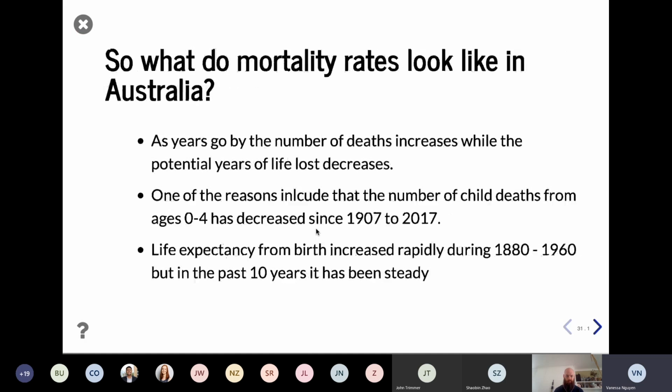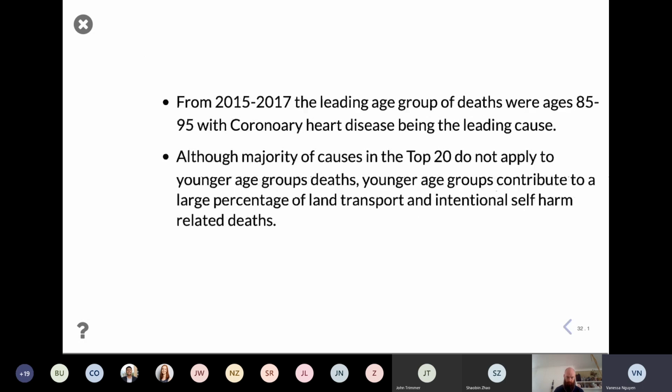So in conclusion, as the years go by, the number of deaths increases, but the potential years of life lost decreases. And we can see that child deaths is one of the reasons why potential years of life lost has decreased over time, as child deaths have also decreased over time, and life expectancy has also increased.